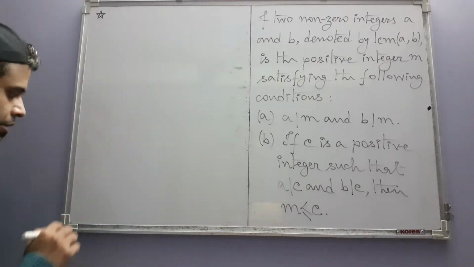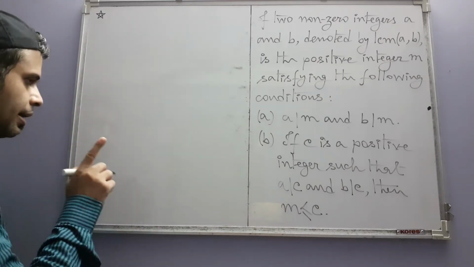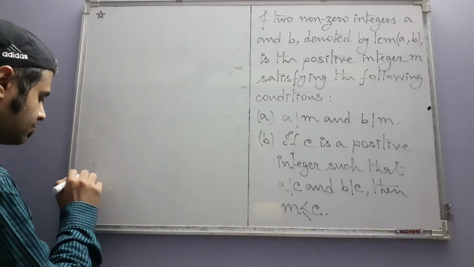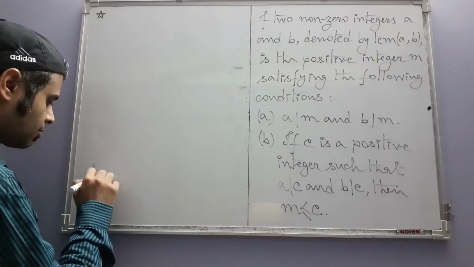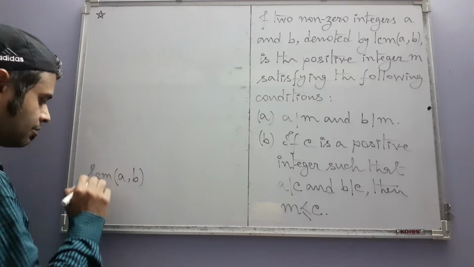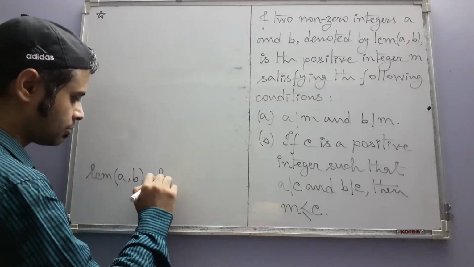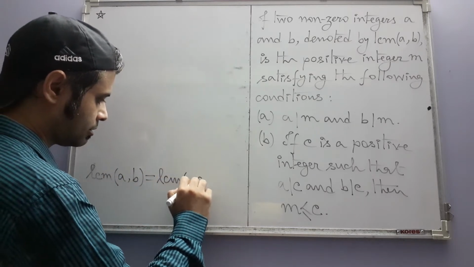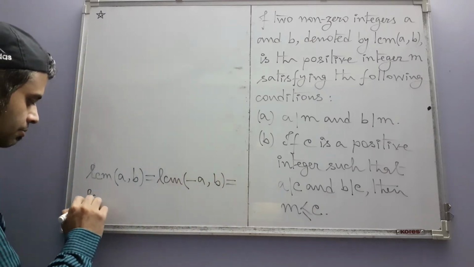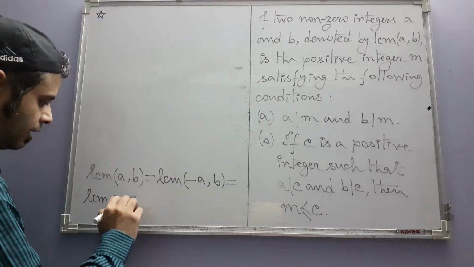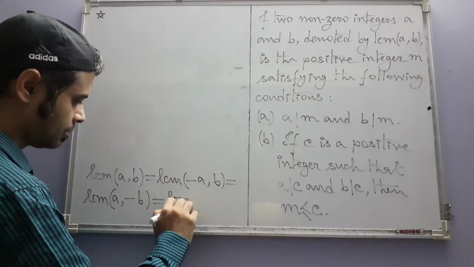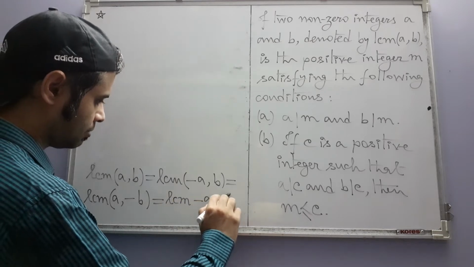By that, what I mean is this. Say A and B are two non-zero integers. Then you have this, which just follows directly from the definition. LCM of A and B is equal to the LCM of minus A and B, which is equal to the LCM of A and minus B, and that is equal to the LCM of minus A and minus B.